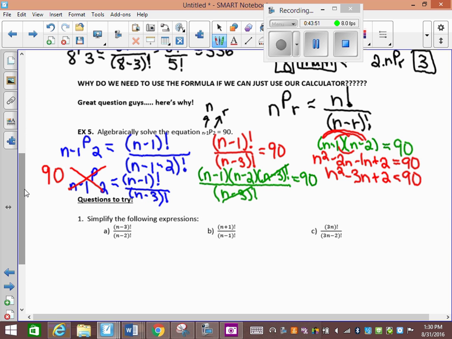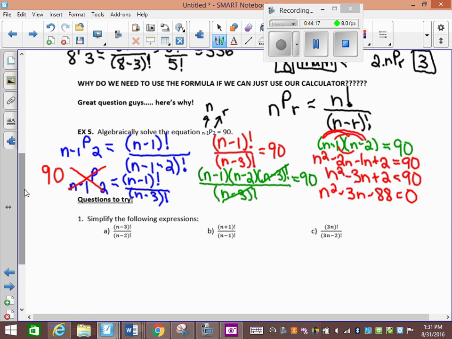Why? Look at this, guys. They even give you a hint up here. This needs to be in the form ax squared plus bx plus c equals 0. That's the form it has to be in. That makes a lot of sense. So move your 90 over by subtracting it, and you get n squared minus 3n minus 88 equals 0.